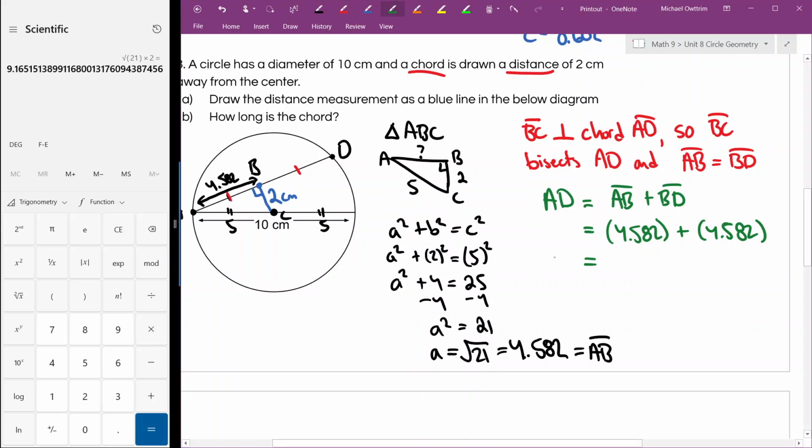And that gives me that AD is my chord, and it is 9.165 centimeters. And again, we're going to round that to the nearest tenth per the instructions of the assignment. So we'll go 9.2 centimeters for the length of chord AD.